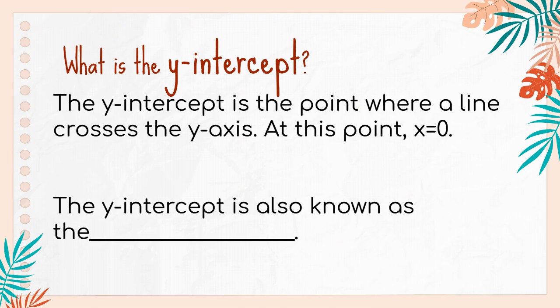So what is the y-intercept? The y-intercept is the point where a line crosses the y-axis. At this point, x equals 0. The y-intercept is also known as the initial value or the starting point, because if we have a line, where it crosses our y-axis is often where the line starts. So the y-intercept is also known as the initial value, which you can think of as the starting point.